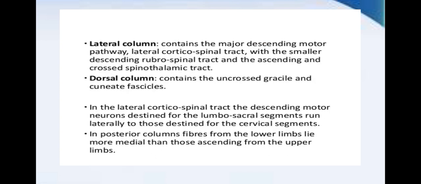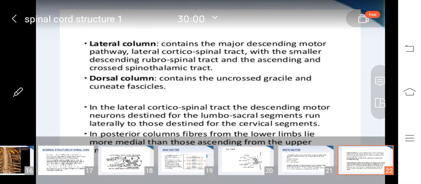The lateral column contains the major descending motor pathway, the lateral corticospinal tract, with the smaller descending rubrospinal tract and the ascending and crossing spinothalamic tract. Then the dorsal column contains the uncrossed gracile and cuneate fasciculi. In the lateral corticospinal tract, the descending motor neurons destined for the lumbosacral segments run laterally to those destined for the cervical segments. The posterior column fibers from the lower limbs lie more medial than those ascending from the upper limbs.